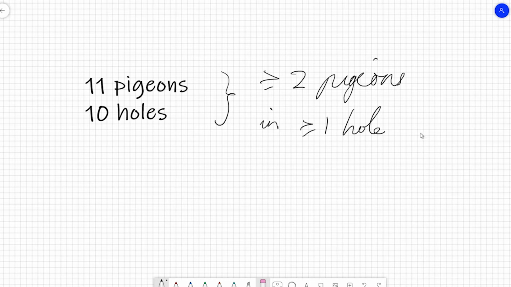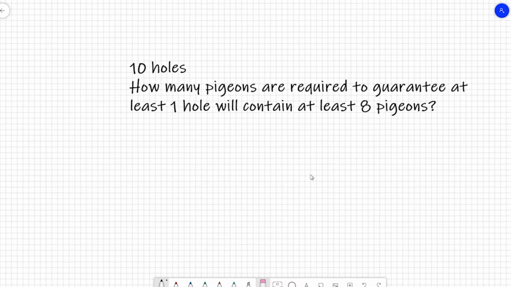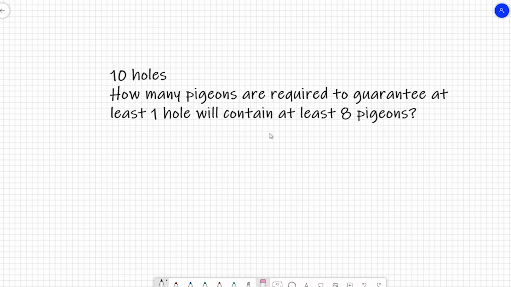So even though it may still be possible to have, say, 10 pigeons and five per hole for two holes, it's not a guarantee. So one key thing with the pigeonhole principle is we're always looking for guarantees. We are looking for the worst case scenarios. So for example, it's more obvious in this kind of situation.